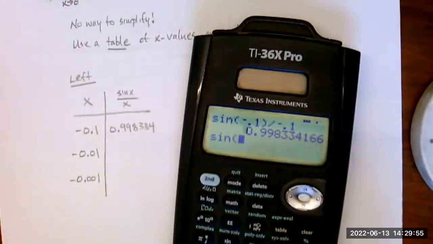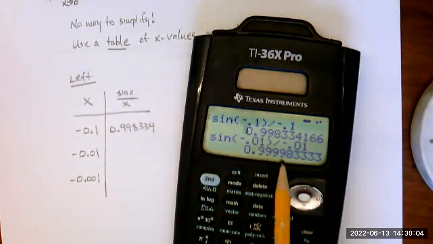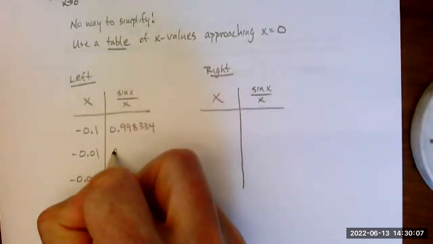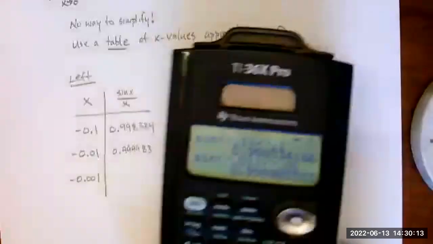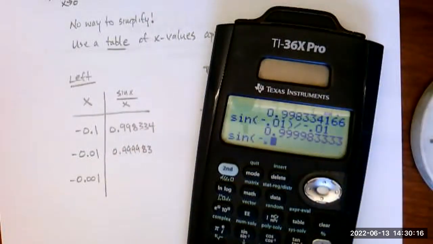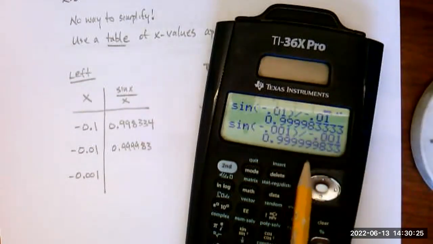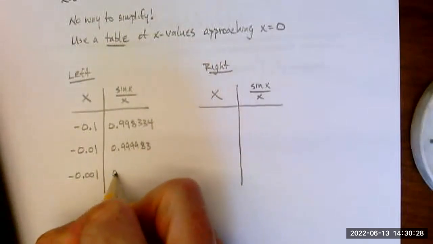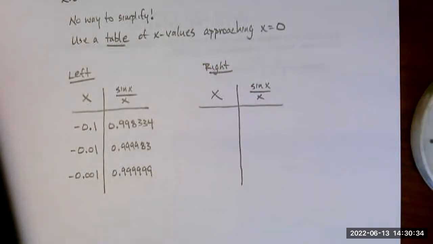So let's go with sine of negative 0.01 divided by negative 0.01. Oh, interesting. 0.9999833. Okay, 6 places, 0.999983. Pretty good. And finally, sine of negative 0.001 divided by negative 0.001. And now lots of 9s. It's kind of the same number above, but stretching out a few more 9s. So if I go to 6 places, these are all going to be 1.000000. Okay, so we can see how that's progressing.